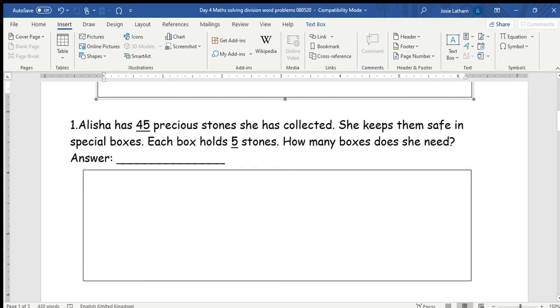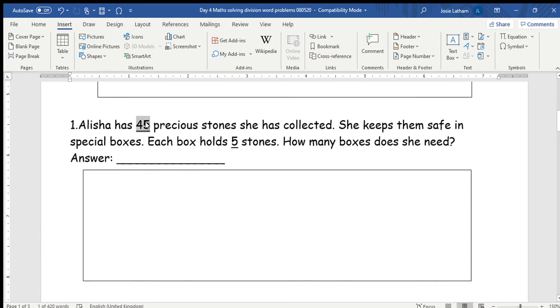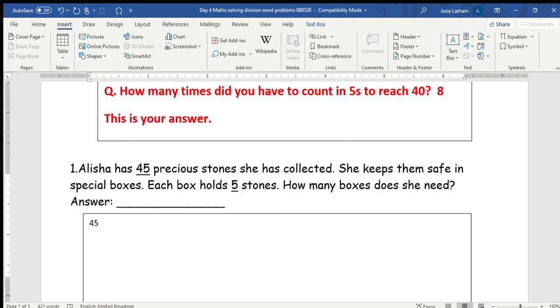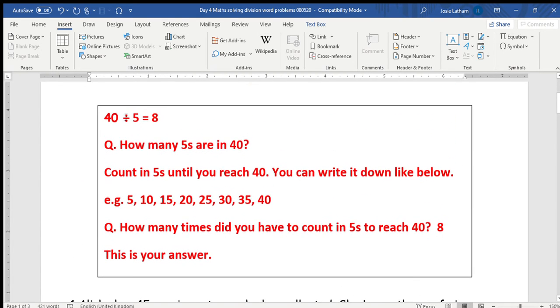It's a similar question. We're going to follow the same steps to solve it. Alicia has 45 precious stones she has collected. She keeps them safe in special boxes. Each box holds 5 stones. How many boxes does she need? So, just like I said before, underline the numbers in the word problem. I'm going to write it down as a division statement. Let me just find my division symbol.